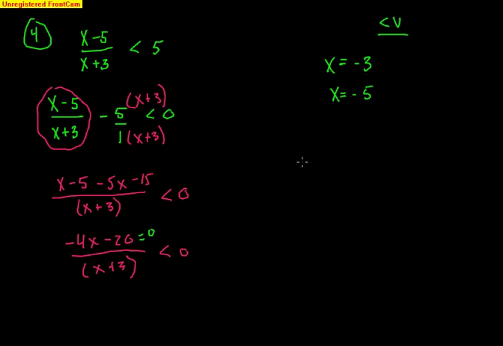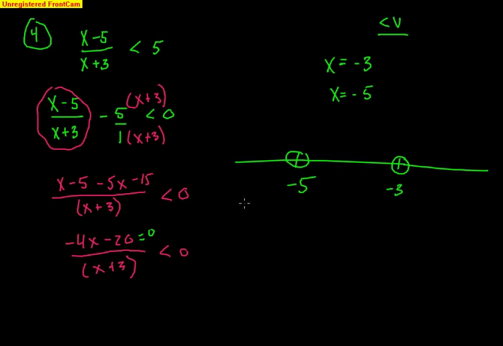So once you get those critical values, put them on a number line. Negative 3 has to remain open no matter what because it came from the denominator, and the denominator is never allowed to be 0. But negative 5 actually has to remain open as well because it does not say or equal to. So go ahead and do my test value, negative 100.